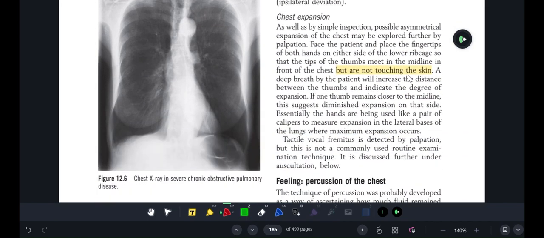Chest expansion: by simple inspection, possible asymmetrical expansion can be explored further by palpation. Face the patient, place the fingertips of both hands on either side of the lower rib cage so that the tips of the thumbs meet in the midline, not touching the skin. You have to keep your thumbs slightly away from the chest wall when measuring chest expansion, and then look for the thumbs getting separated. A single deep breath by the patient will increase the distance between the thumbs and indicates the degree of expansion. If one thumb remains closer to the midline, this suggests diminished expansion on that side. Essentially, the hands are used like a pair of calipers to measure the expansion in the lateral base of the lung where maximum expansion occurs. So that is where you keep your palms, and the thumbs have to be slightly away from the chest wall.